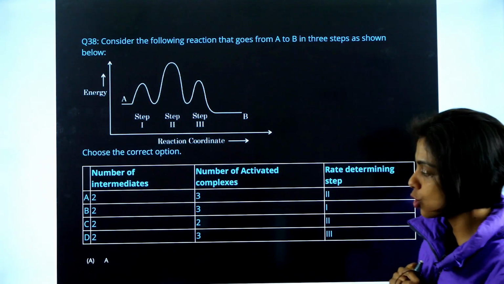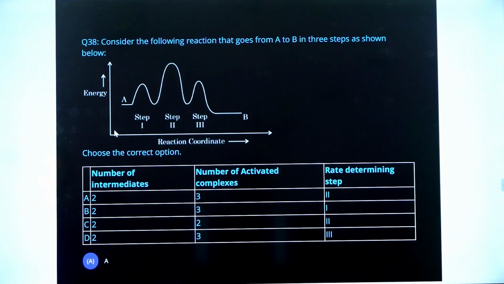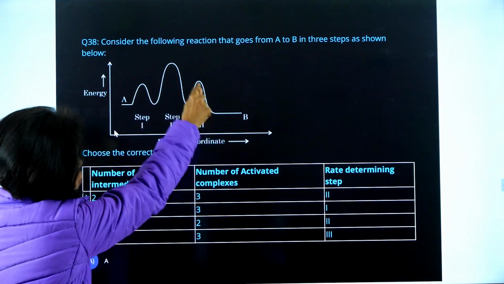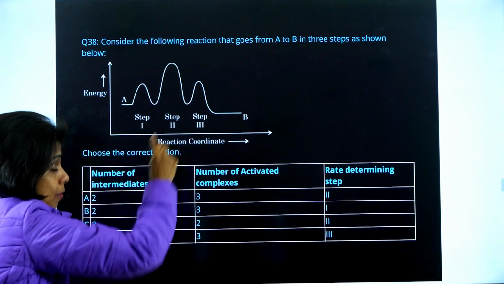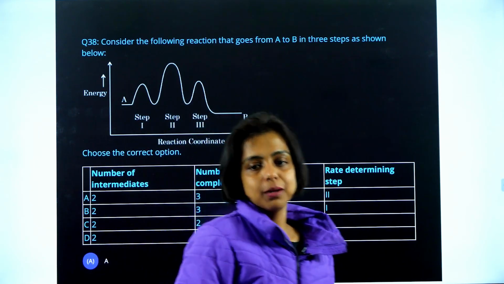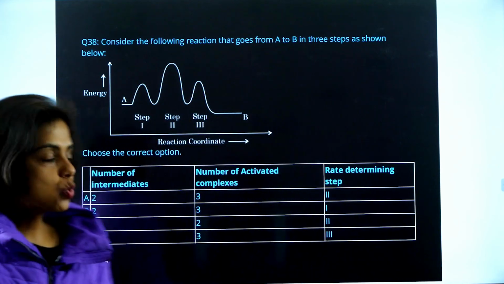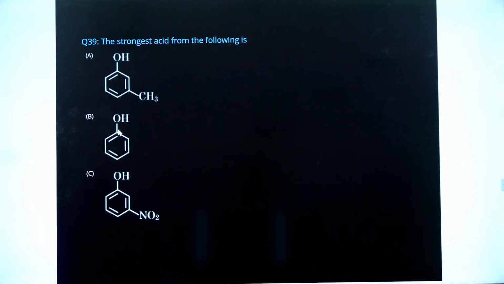So I am sure till now you have figured out the correct option, A, B, C, D. So the answer indeed is: the number of intermediates is 2 and transition states 3, and the second step, which requires more energy, will happen slowest, and thus is the rate determining step. So indeed your answer is A for apple, right? So this was question number 38.